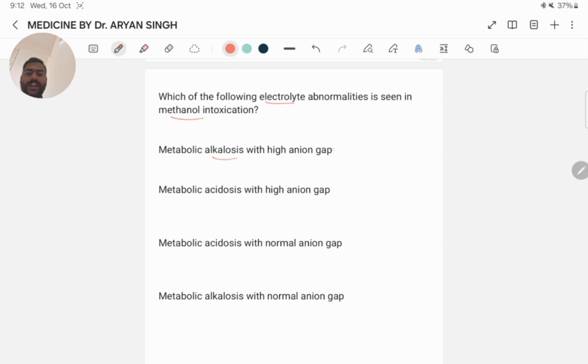Metabolic acidosis with high anion gap. This is the answer, because methanol intoxication leads to the formation of metabolites including formic acid, which causes metabolic acidosis. The acidosis results from the accumulation of formic acid, and this metabolite leads to an increased anion gap. And what are the other causes? Ketoacidosis, uremia and lactic acidosis.